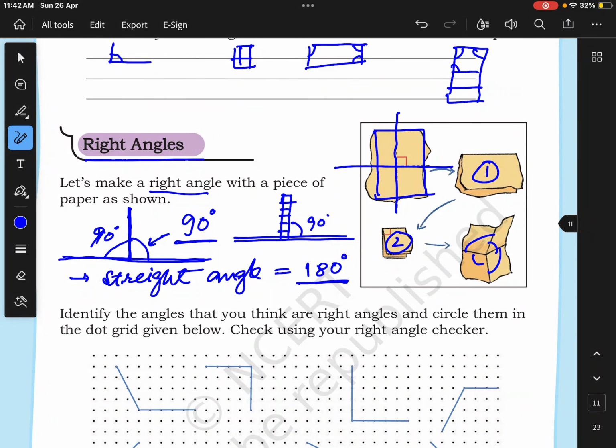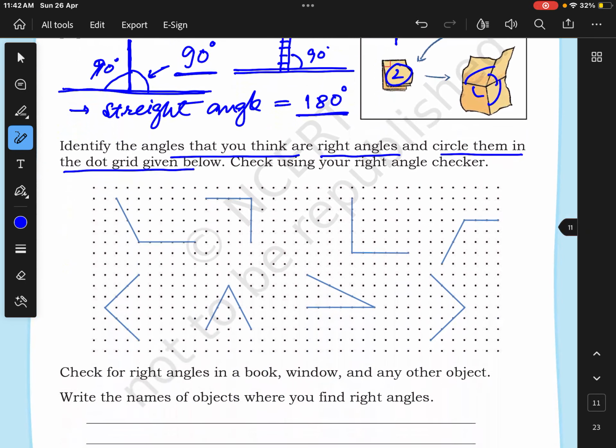So identify angles that you think are right angles and circle them in the dot grid given below. Check using your right angle checker. The right angle checker you can find in your geometry box. There are right angle checkers, and this shape is there in your geometry box. This is called what? 90 degree. Using that you can do it.